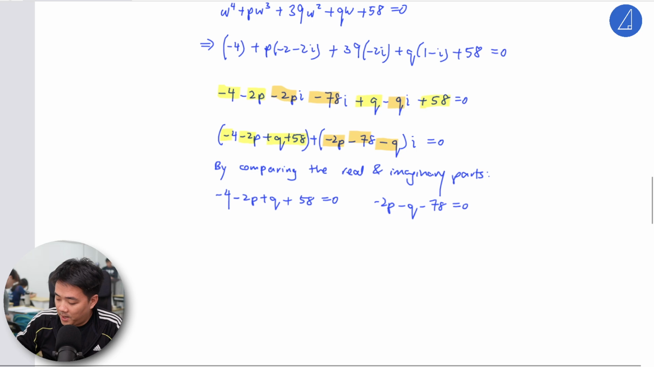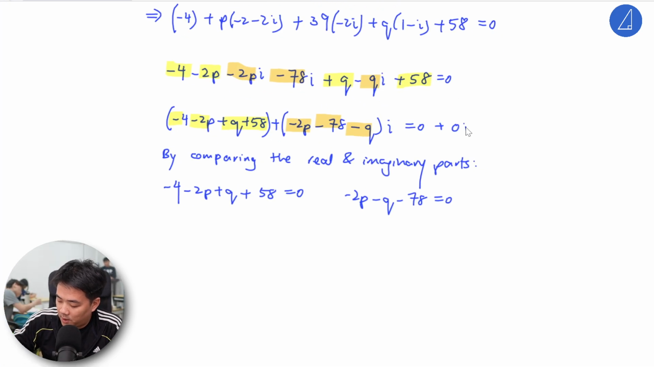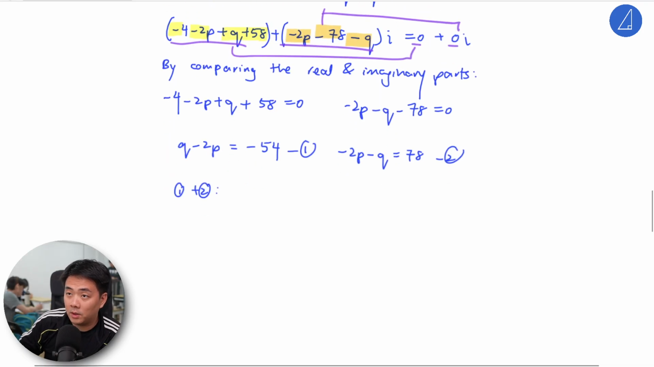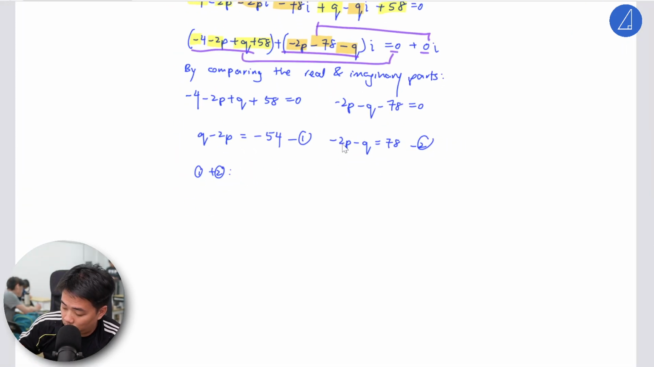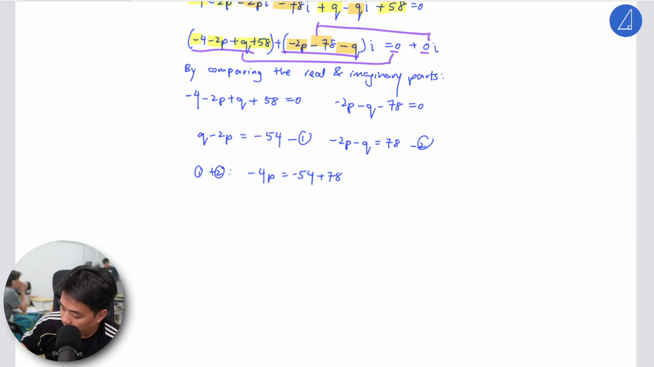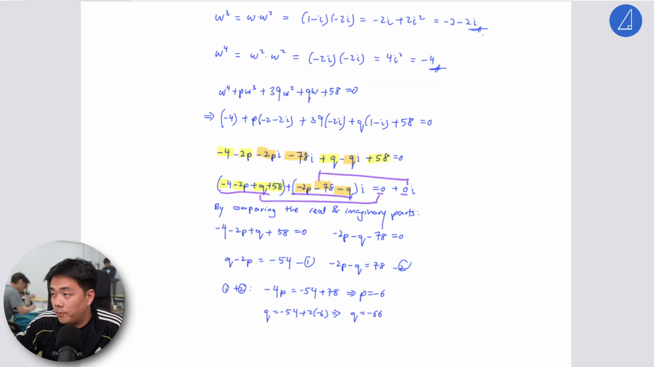By comparing the parts, we know that this is 0, 0i. So this will be 0, and this will be 0 as well. Comparing them, we just solve simultaneously. Because there's a p and q there, I'm going to add them up. Adding them up will be minus 4p plus 54 plus 78. In this case, p is negative 6. Then we solve for q quite easily. Great, so we solve for p and q.